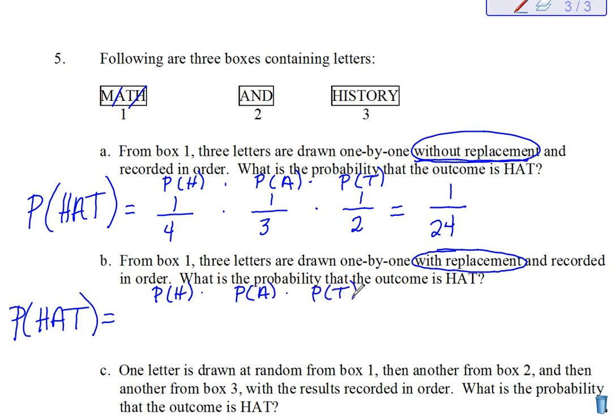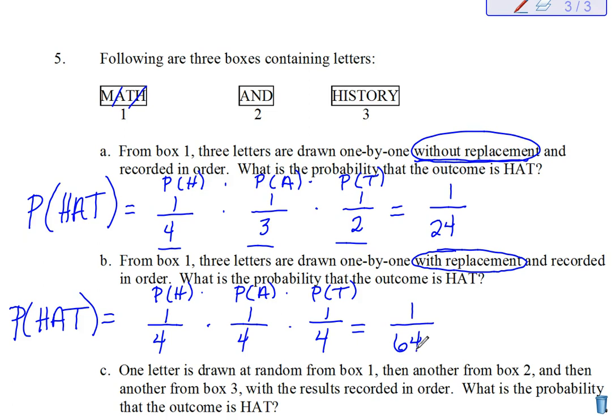The probability that I get an H out of box 1 is 1/4. There's 1 H out of 4 letters. I put it back, I replace it, all 4 letters are there. So the probability that I get an A, there's 1 A out of 4 letters. The probability that I get a T, there's 1 T out of 4 letters. So in the previous problem, the total number of letters decreased every time because they weren't replaced. When they're replaced, all 4 letters are there. So when I multiply, the probability that I get H-A-T with replacement is 1 out of 64.